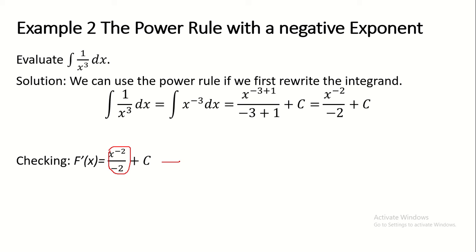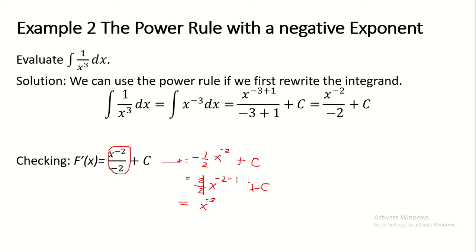So pwede nating isulat itong x raised to negative 2 over 2 as negative 1 half times x raised to negative 2 plus c. So applying the power rule for derivatives, we have negative 2 times negative 1 half, magiging 2 over 2 times x raised to negative 2, of course minus 1, plus c. Negative 2 divided by 2 is 1. So just write x raised to negative 2 minus 1 is negative 3.